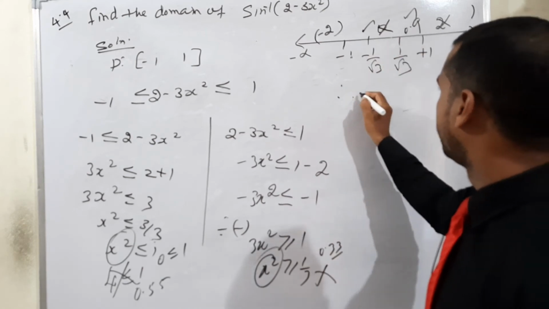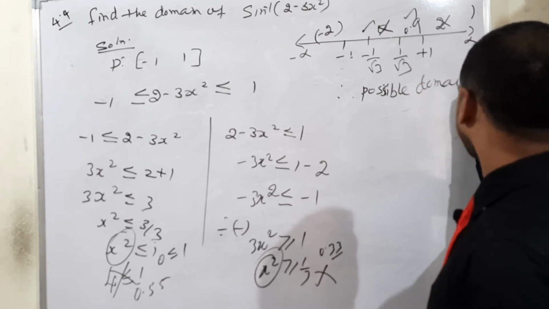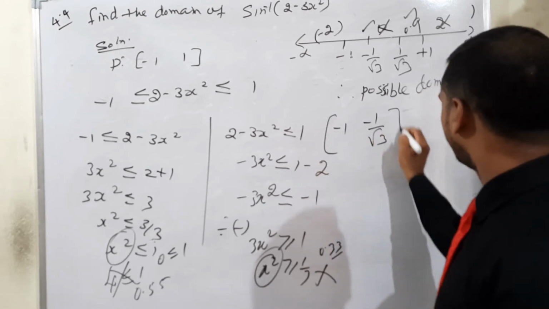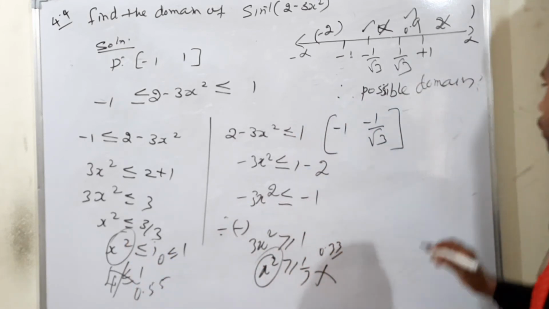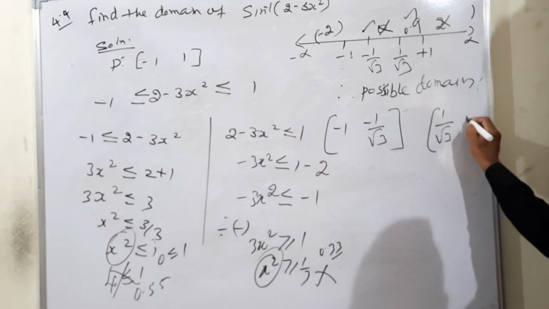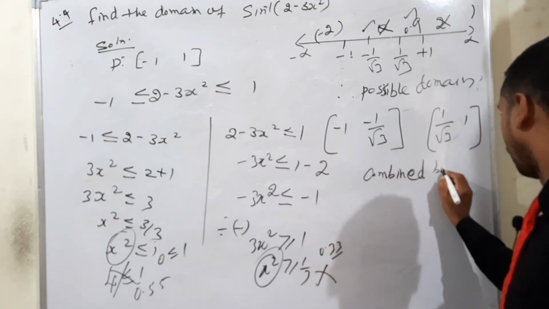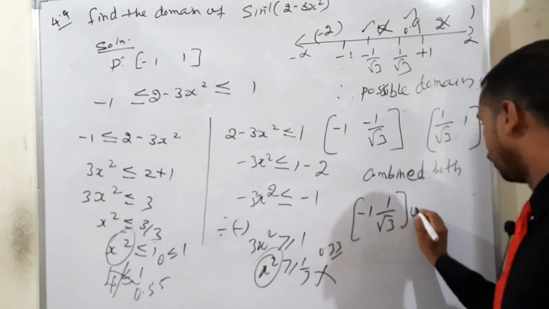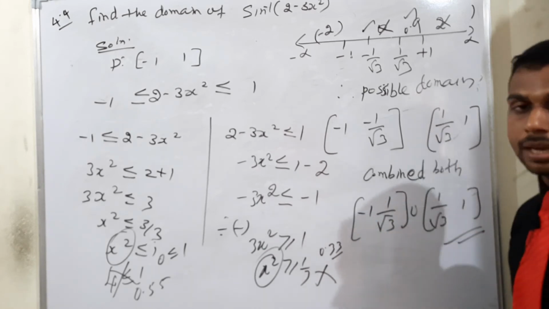What are the possible domains? The possible domain is minus 1 to minus 1 by root 3, and we have to use a closed bracket. Why? Both sides have less than or equal to, and here also greater than or equal to. Then next, positive 1 by root 3 to positive 1. Therefore combine both, what will happen? Minus 1 to minus 1 by root 3 closed, union positive 1 by root 3 to positive 1. This is the answer for example 4.4.